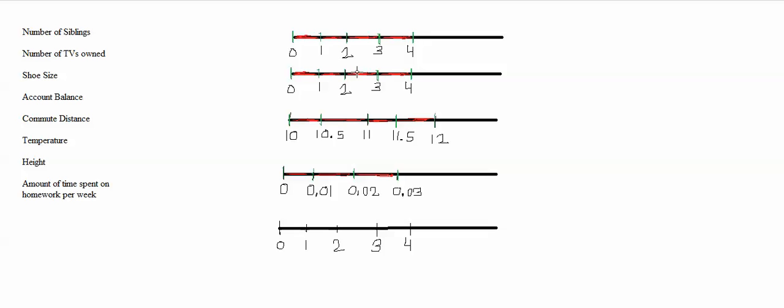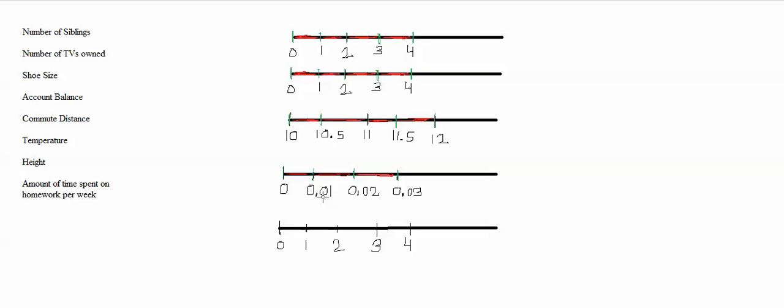So this isn't correct. If we made a number line like we did for shoe size, that also wouldn't be correct, because a person's commute distance doesn't have to be either a whole number or a number with a 0.5. It could be another type of number. For example, it could be somewhere in here. It could be 10.2 or 10.3 miles. It could be somewhere in here. It could be 10.7 or 10.8 miles. So this type of number line also isn't correct.